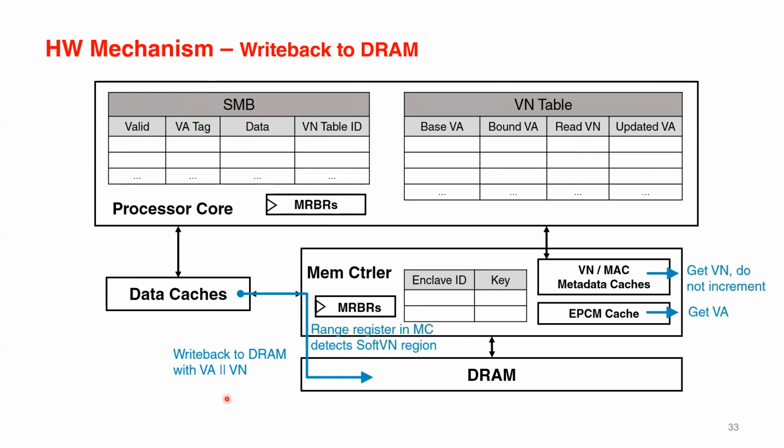So in this case, the VA will come from an already existent structure inside SGX, which is the EPCM, enclave page cache map, and it already stores the VA for each page due to SGX mechanisms, and it's convenient to get the VA from here. The VNs for the writeback can come from the metadata caches.